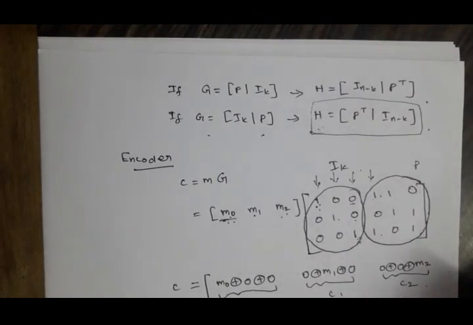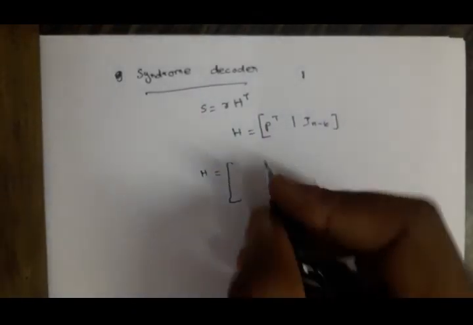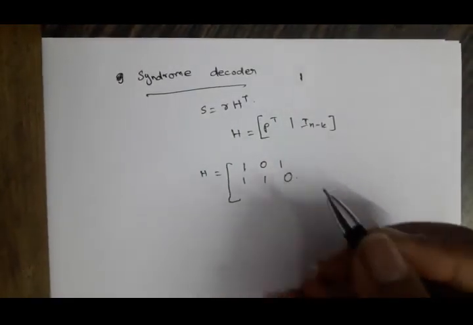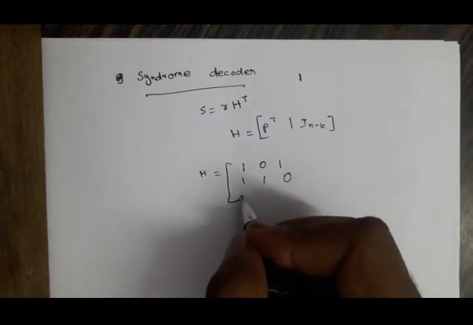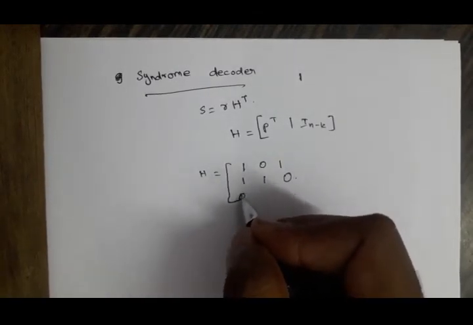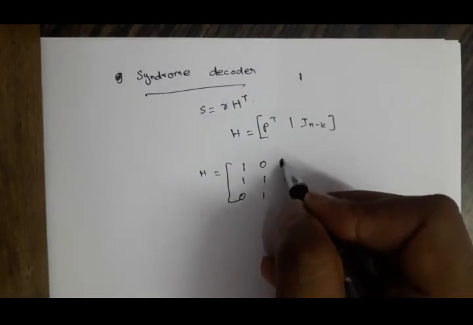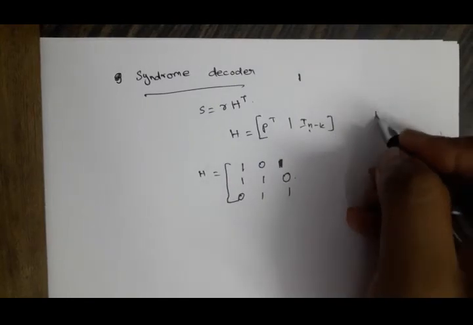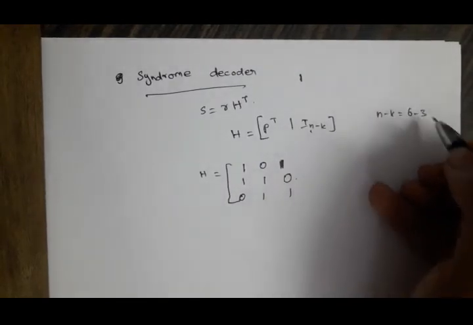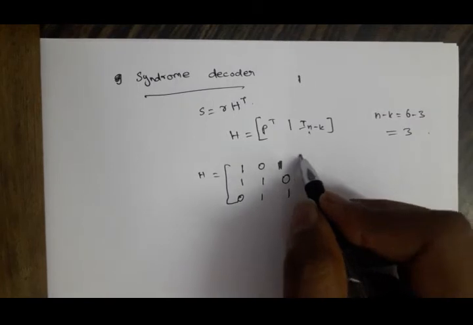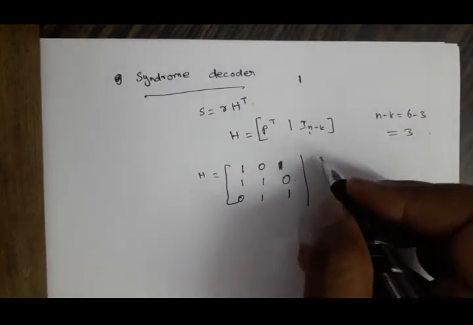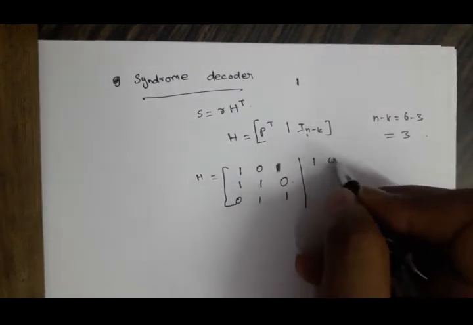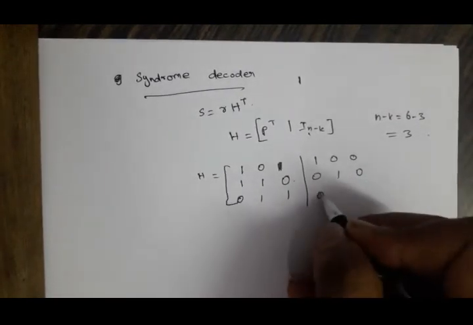So the P transpose will be written as 1 0 1, 1 1 0, and 0 1 1. And now the identity matrix of size n minus k cross n minus k. So n minus k is 6 minus 3 equal to 3, so a 3 cross 3 identity matrix we have to write. That is 1 0 0, 0 1 0, 0 0 1.